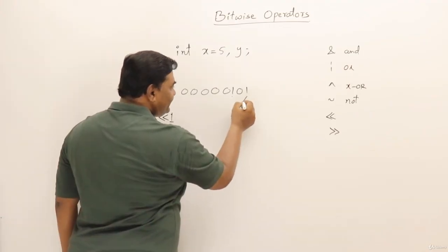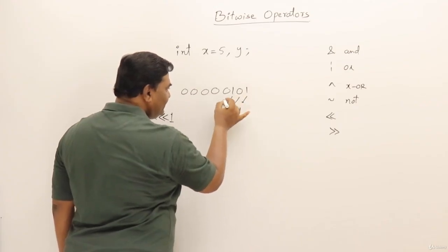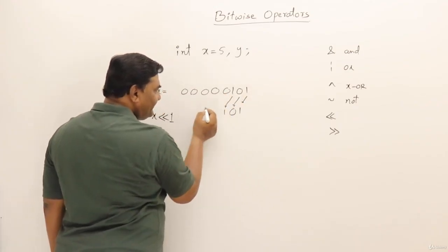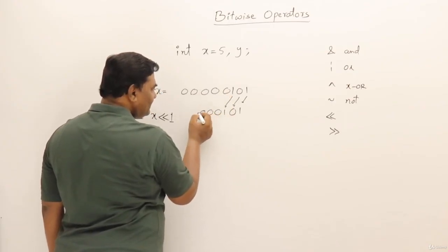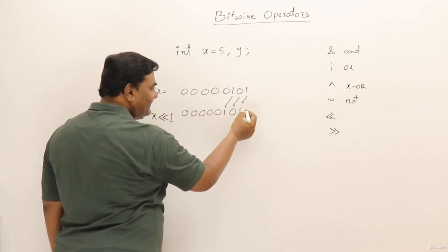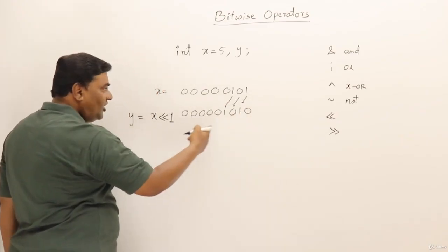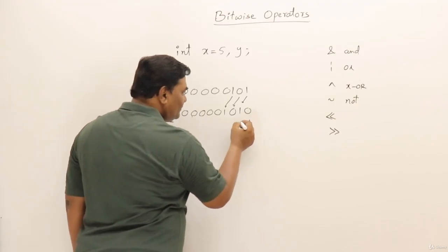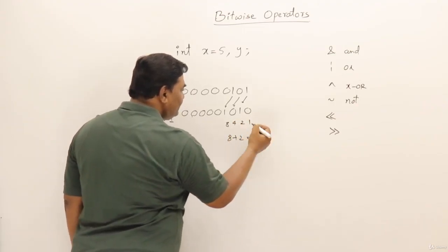Then this bit is shifted here, so this is 1, and this is shifted here, 0, this is shifted here, 1, and all these bits are shifted this side. The remaining 5 bits are shifted this side. This place is vacant now, so a 0 is inserted here. Now how much is this? This is 1, 2, 4, 8. So this is 8 plus 2, this is 10.